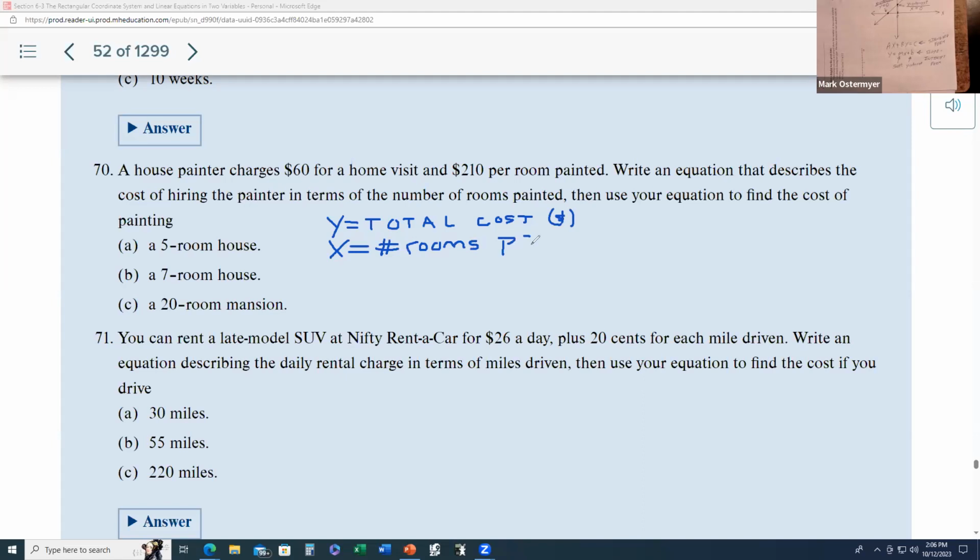I want you to develop a linear equation that relates y to x here. And then I want you to use that linear equation to answer question A here. How much is it going to cost to paint 5 rooms? Go ahead. Classwork number 1. Go ahead and do that problem.